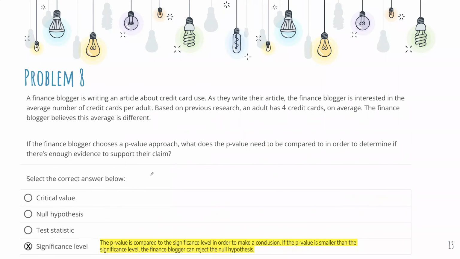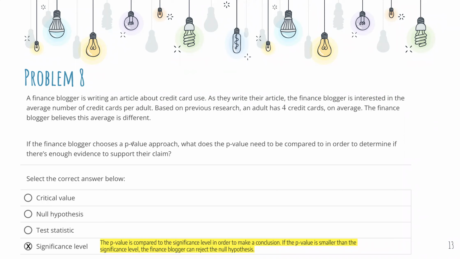Moving on to problem number 8. A finance blogger is writing an article about credit card use. As they write the article, the finance blogger is interested in the average number of credit cards per adult. Based on previous research, an adult has 4 credit cards on average. The finance blogger believes this average is different. If the finance blogger chooses a p-value approach, what does the p-value need to be compared to in order to determine if there is enough evidence to support their claim?